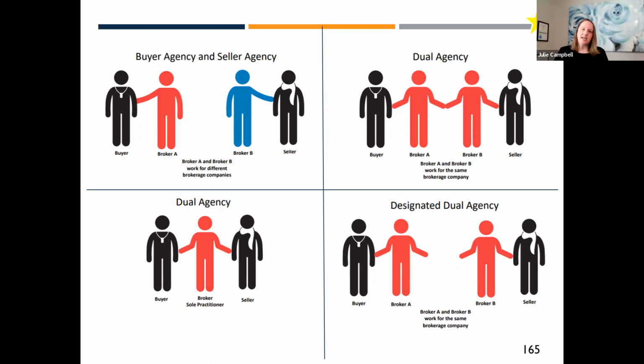Please remember, in designated dual agency the firm does not go away. So if this were our wall, we would still have the firm and all the other agents straddling the wall. It's just two agents have been kicked off, one to work exclusively with the buyer and another to work exclusively with the seller.